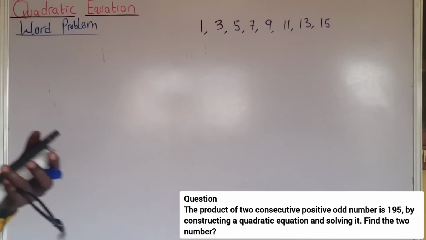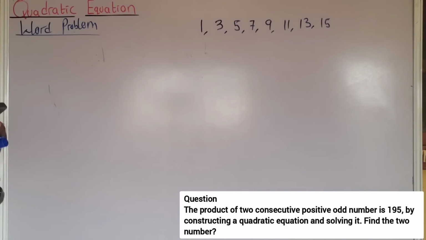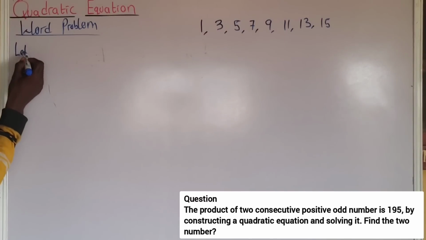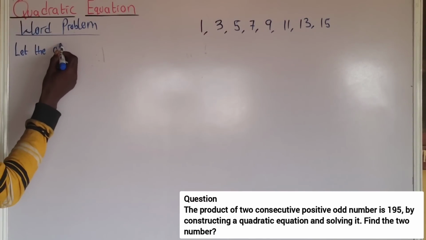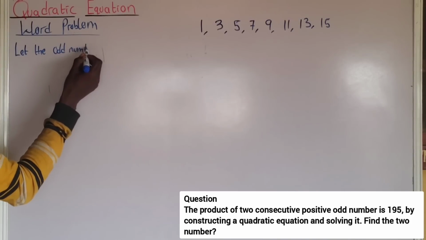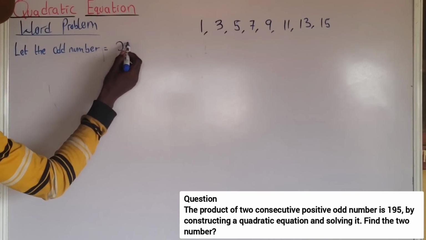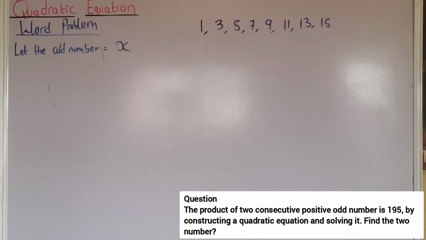Okay, so let's go back to the question. The product of two consecutive positive odd numbers, that means that both odd numbers are positive. You just have to pay attention. The product of two consecutive positive odd numbers is 195. So let the odd number equal x. Now the first odd number will be x.